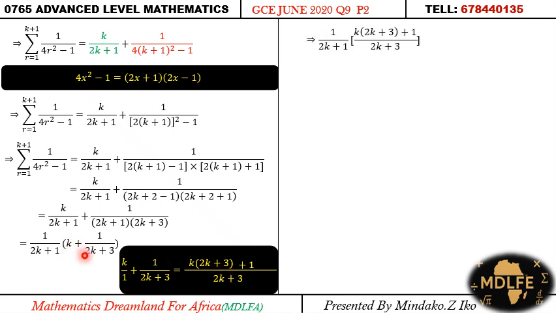Okay, so at the end of the day, I'm going to have this. I have 1 divided by 2k plus 1 times k into all this, then plus 1 divided by this. Okay, so we can actually expand this bracket. If we expand it, at the end of the day, we will have this. 2 times 2k is 2k squared, 2 times 3 is 3k, and then plus 1 divided by 2k plus 3. So being equal to this.